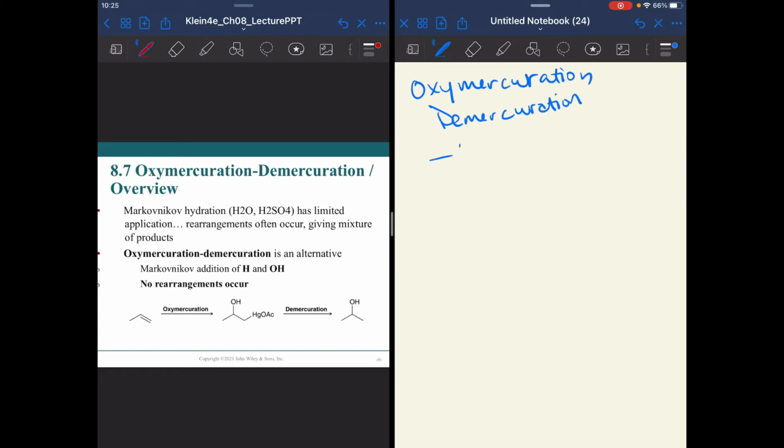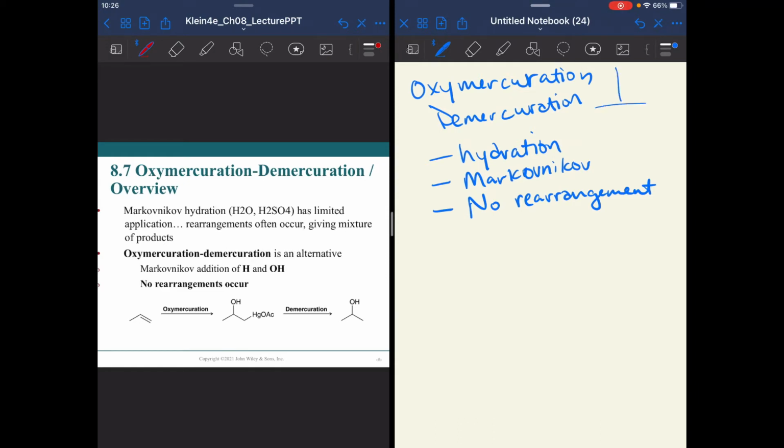Oxymercuration, demercuration is still a hydration reaction. We're adding OH. It is Markovnikov. So it, in a lot of instances, gives the same product as the acid-catalyzed hydration, but there is no possibility for rearrangement. And so if you have a starting material where rearrangement is possible, but you don't want that, this is a great option for you here.